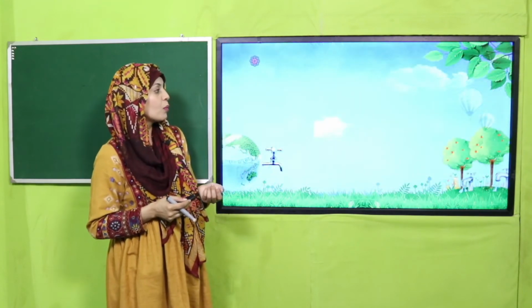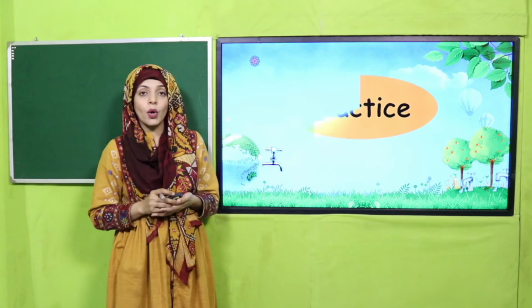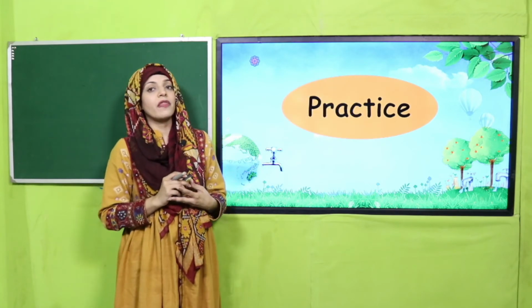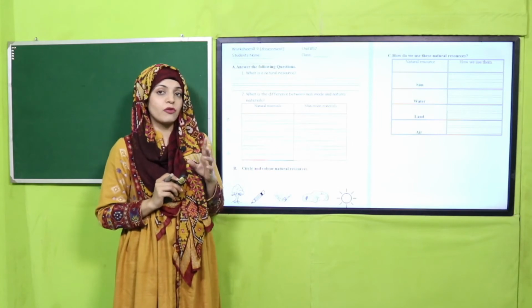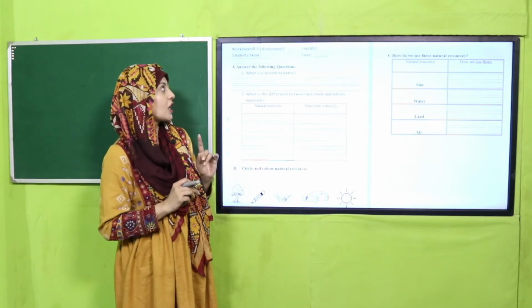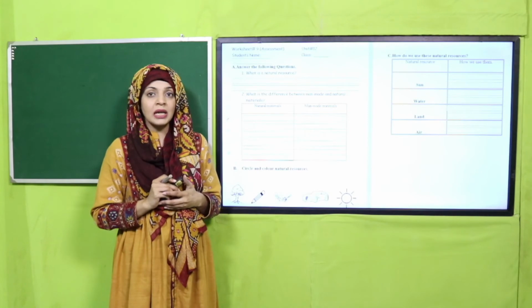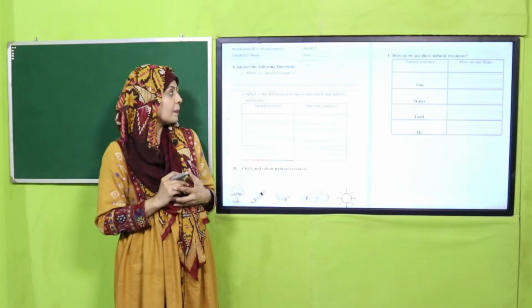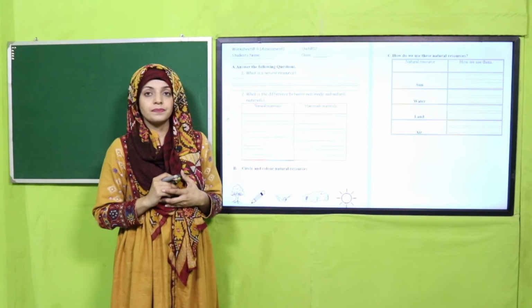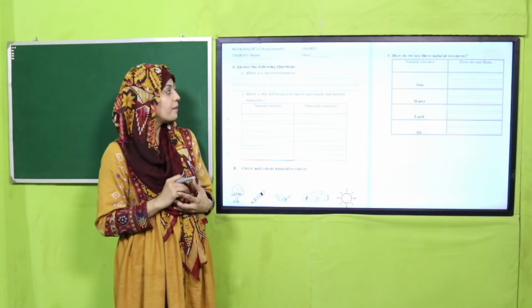From here we will move forward towards your practice, and for that I will provide you with a worksheet and your teacher will give you the worksheet. Basically, worksheet number 9, you can see it on your screen. Worksheet number 9, it is an assessment. You will write down your name and your class on it. Then question number A, you can see it on your screen.